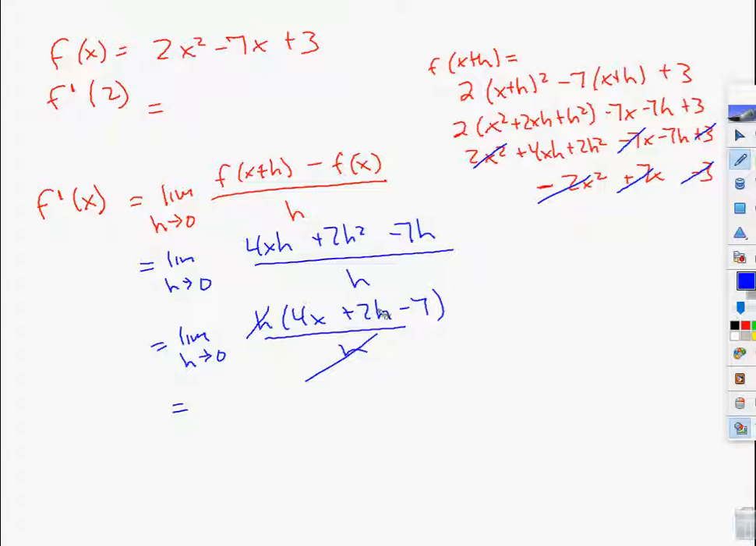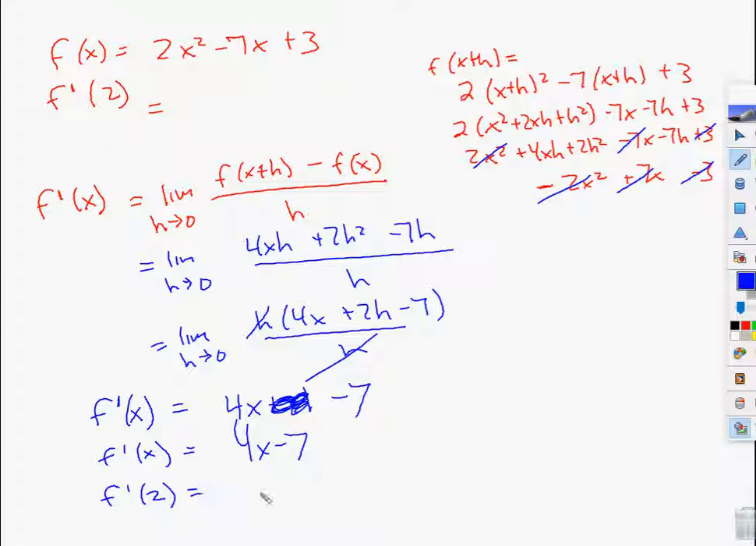So this is going to go away. And I get f prime of x, so this is the derivative, is 4x plus 2h, 4x minus 7. So that's the derivative at any point. Now I want the derivative at 2. So I'll replace x with 2, and I get 4 times 2 minus 7, which is 8 minus 7, which is 1. So I get a 1.